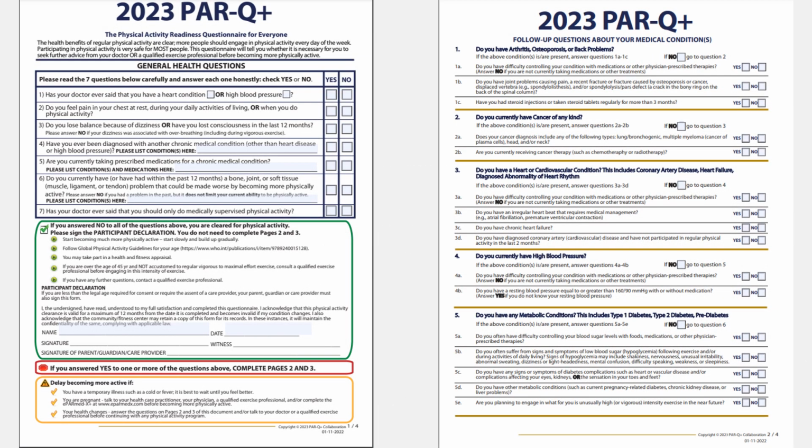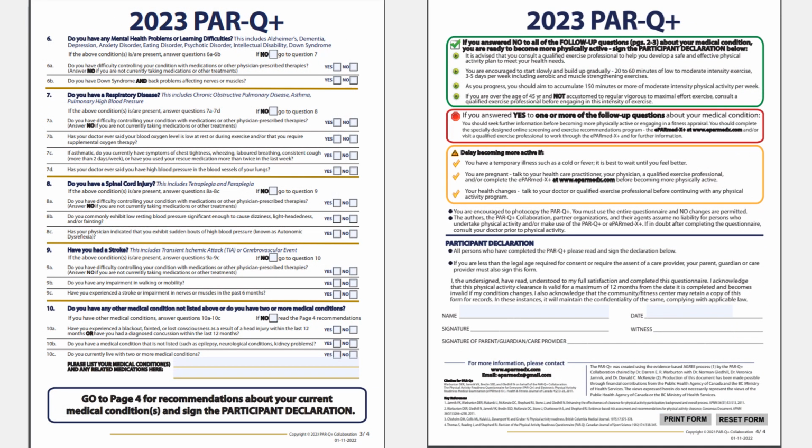And this is just an example of what the 2023 PAR-Q Plus form looks like. You've got page 1 and page 2, page 3 and 4. This is an assignment for this week. You'll be completing the PAR-Q form as well. And so you'll need to make sure that you're reading it very carefully, and then you'll make sure to sign it at the bottom.